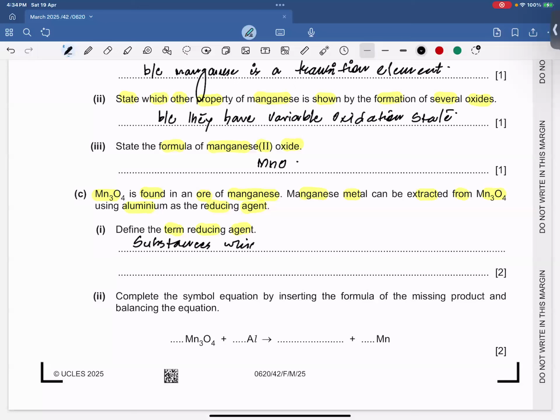Substances which cause another substance to be reduced and oxidize themselves, which means during the reaction they will lose electrons.